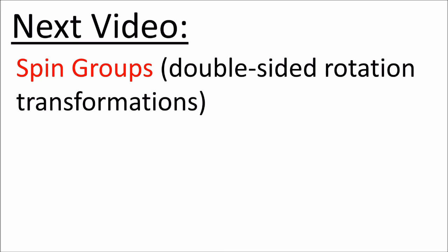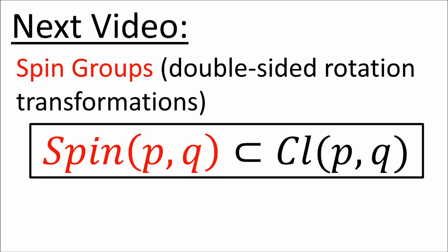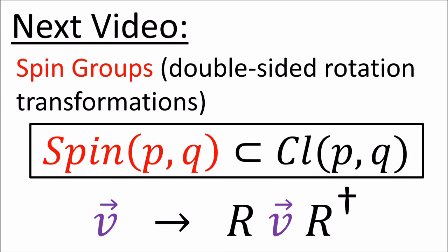In the next video, we're going to see how we can use Clifford algebras to build spin groups in any dimension. These are groups that double cover the rotation group in a given dimension, and do rotations and Lorentz boosts using double-sided transformations.